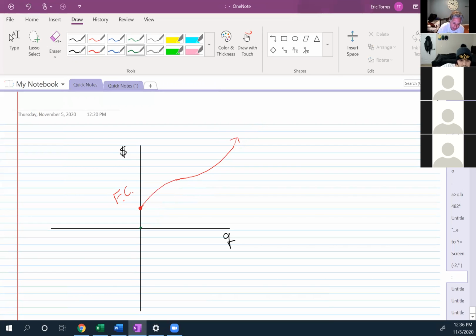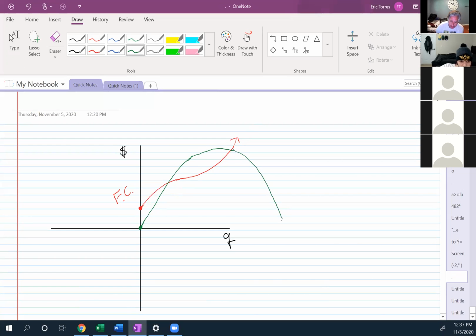Revenue, on the other hand, tends to look like this. If you sell nothing, you make exactly nothing. So that's a pretty straightforward figure, 0, 0. And as the quantity changes, you will see a revenue function that really tends to look generally like a parabola.